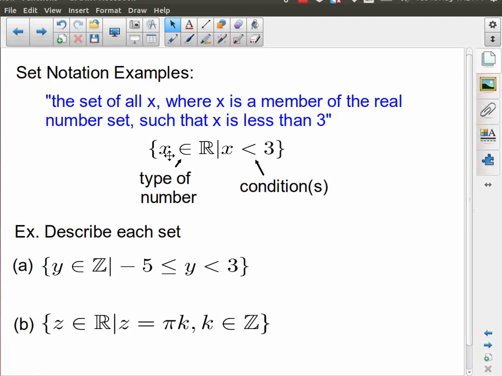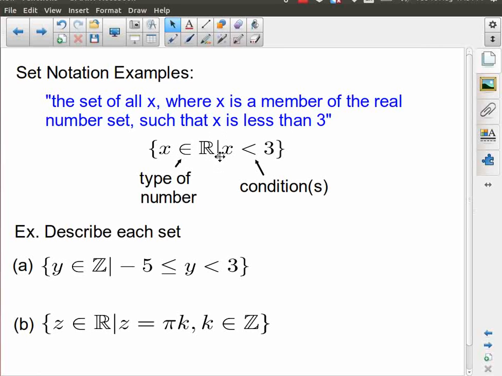So here's where I define that x. Where x is a member of, that's what this very stylized E means. It's telling us member of, and then this stylized R is the set of real numbers. So this is x member of the real number set, which we normally reduce down to x is a member of R, or x is a member of the reals.